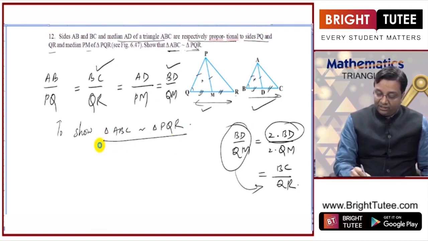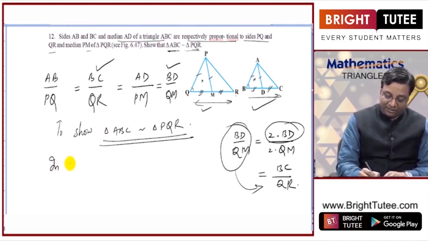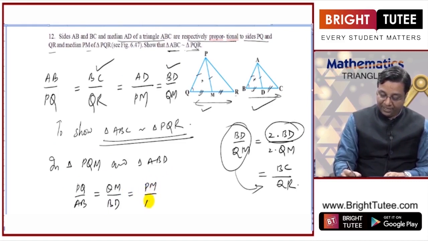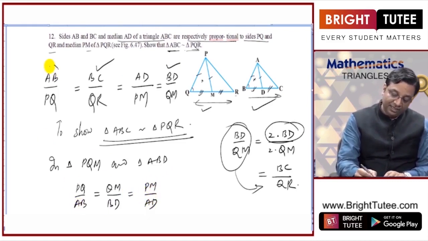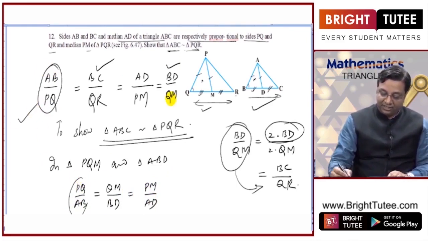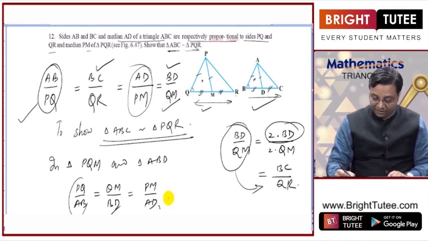Now, to show these triangles as similar triangles, I am considering triangles PQM and triangle ABD first. In triangle PQM and ABD, PQ by AB is equal to QM by BD is equal to PM by AD. Right? Why do I say that? AB by PQ, PQ by AB. So the reciprocal of this ratio is equal to reciprocal of this ratio. So QM by BD, yes. And what is PM by AD? It is reciprocal of this. So yes, it is true.